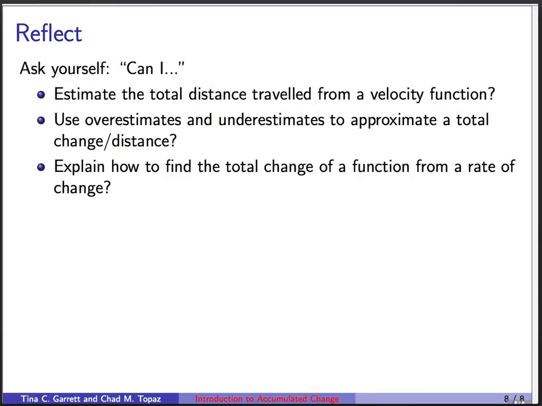So let's wrap up. You should ask yourself if you can estimate total distance traveled from a velocity function, if you can use over and under estimates to approximate a total change or a total distance, and if you can explain how to find the total change of a function given the rate of change or given the derivative.